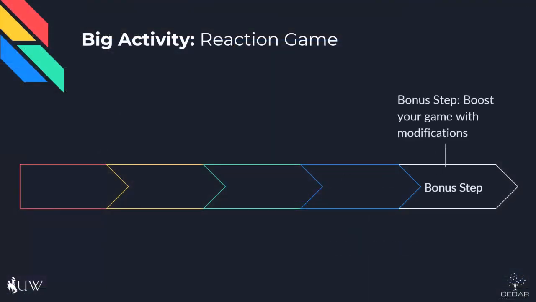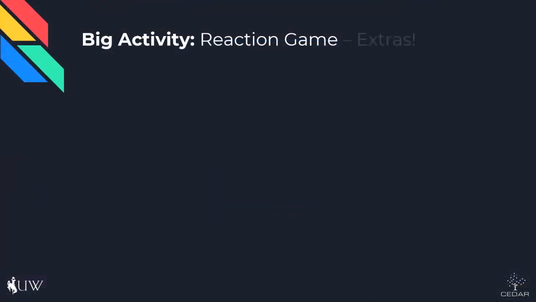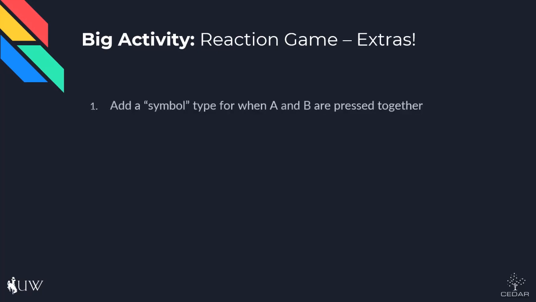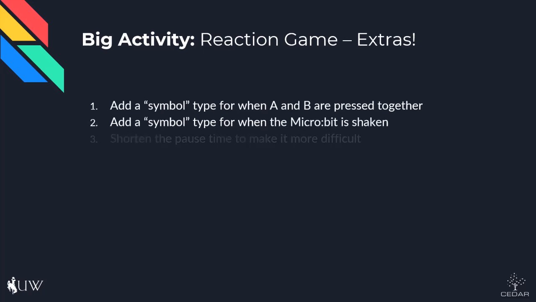Bonus step: boost your game with modifications. We have a couple ideas for extra items that you can add, so you can try these things or you can try other things. Really, the possibilities are endless. But here are our suggestions. You could add a symbol type for when both A and B are pressed together. You could add a symbol type for when the microbit is shaken.